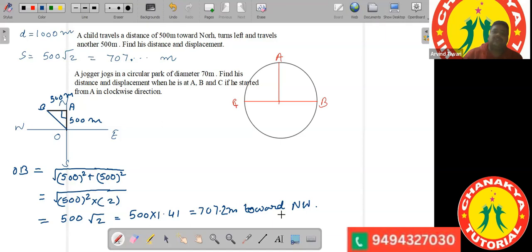Do the second question. A jogger jogs in a circular path of diameter 70 meter. Find his distance and displacement when he is at A, B, and C if he started from A in clockwise direction. Okay. Solve this out.